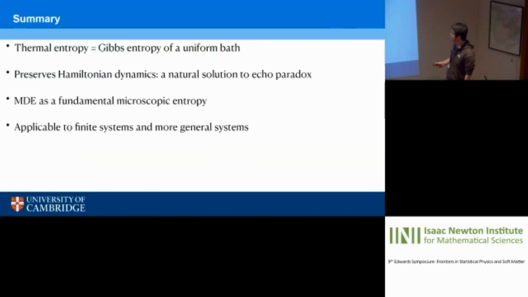So the conclusion is that, roughly speaking, thermal entropy equals Gibbs entropy for a uniform bath. And we do not need to change the dynamics. And so this is a natural solution to the irreversibility paradox. And MD itself is a fundamental microscopic entropy. And it can be applied to finite systems and more general systems to describe irreversibility. Thank you.